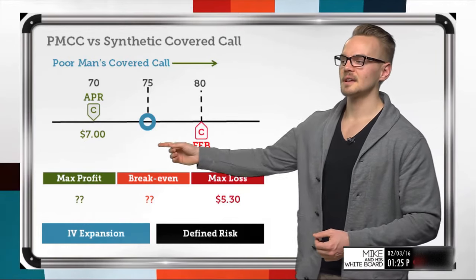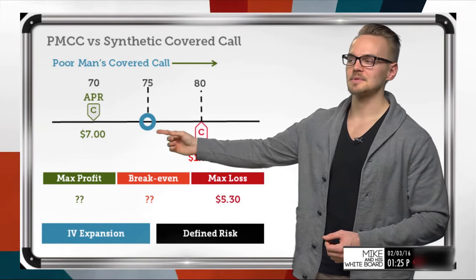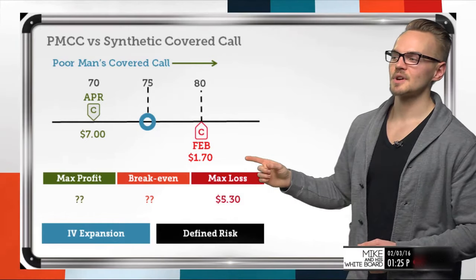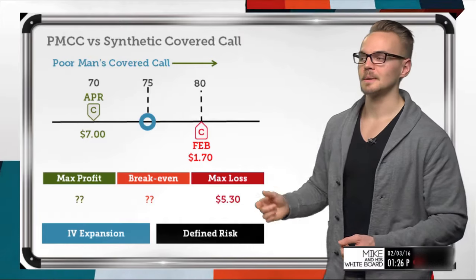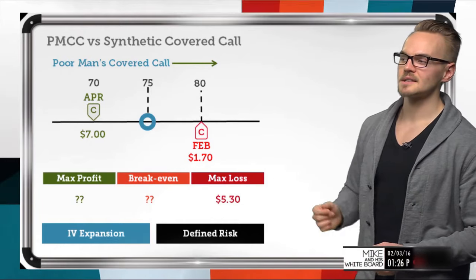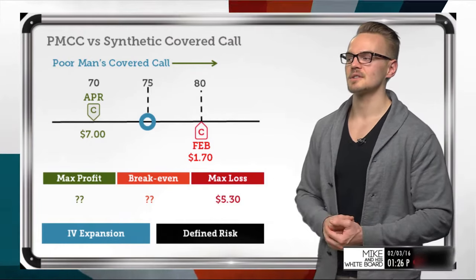So all I did to calculate that was take the value of my April option for $7 and subtract the credit that I'm getting for selling this February out-of-the-money call for $1.70. So you take 7, subtract $1.70, and you get $5.30.